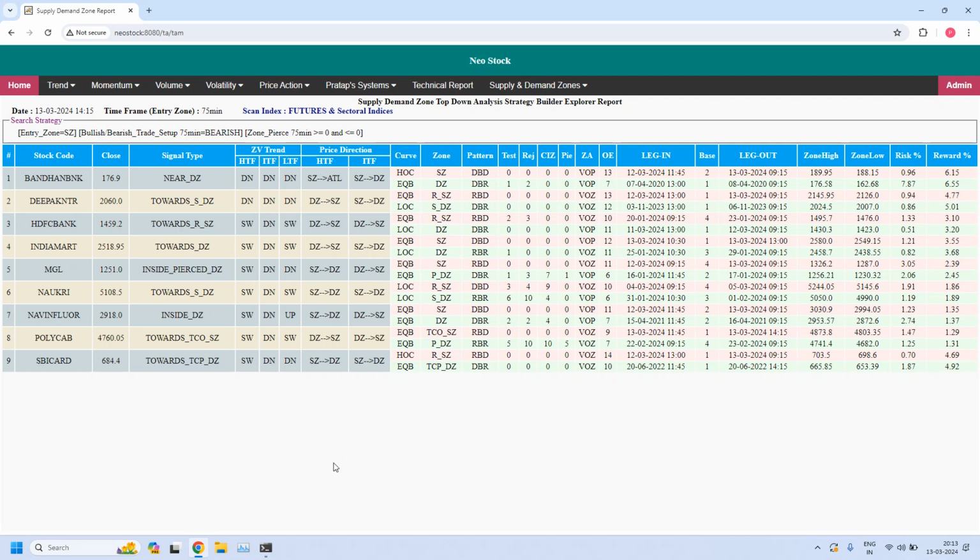So 9 stocks. Currently 9 stocks are supporting the bearish trade setup. Look into the last 2 columns, which indicate risk and reward. And also test count indicates whether the zone is fresh or already tested. Test count 0 indicates a fresh zone. You need to focus on supply zones only, because it is a bearish trade setup. Demand zones are only for targets.